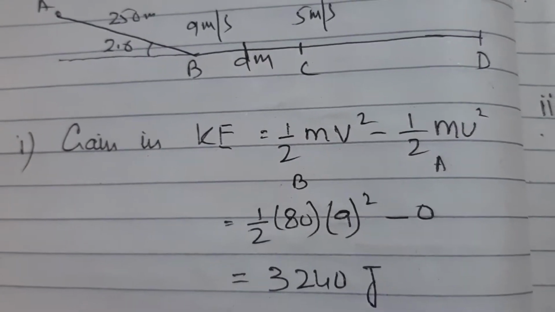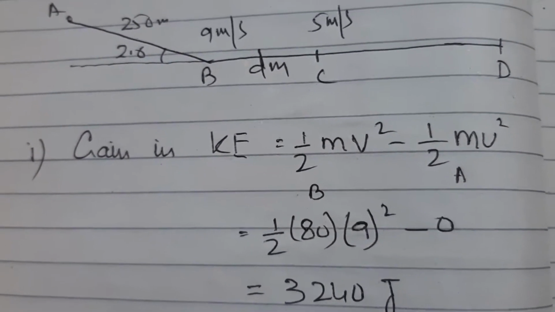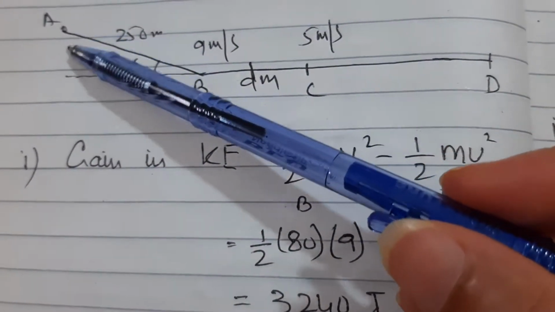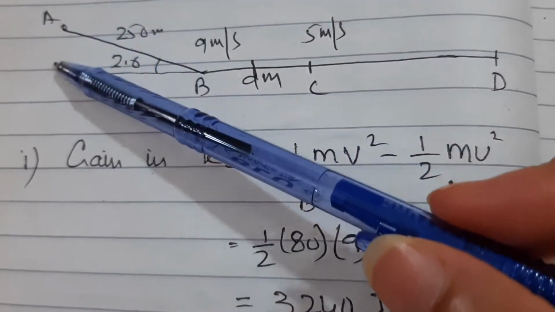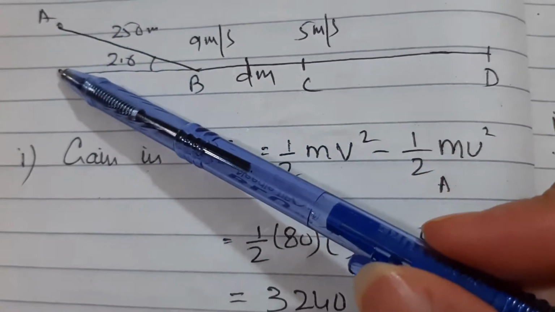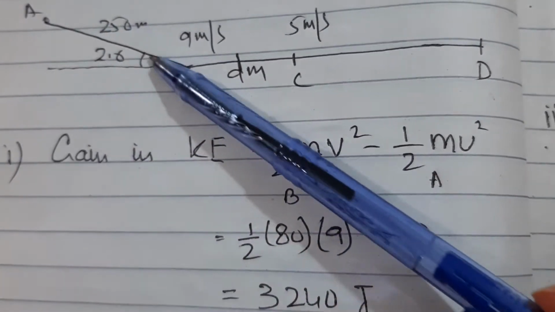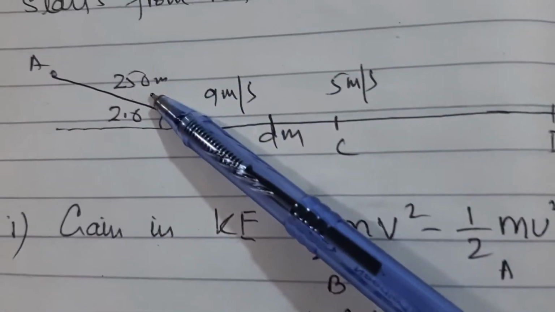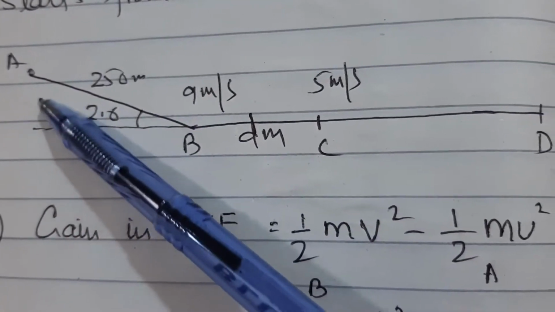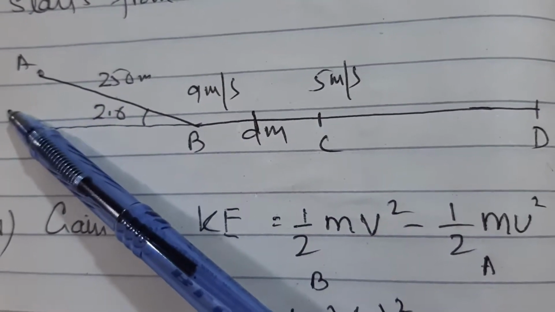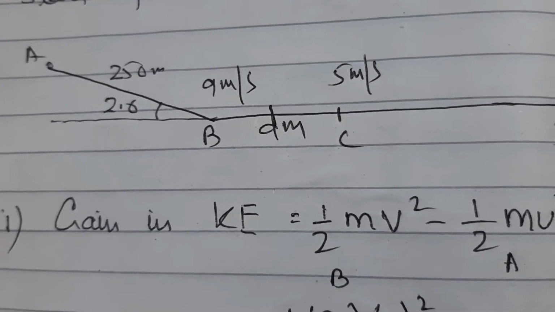The second part of the question was saying loss in potential energy. So I will simply calculate this height. So before I show you, can you tell me what is this height? If you look at this, it will form a triangle, a right angle triangle. You know this length, 250. So what this height will be? Yes, you are right. 250 times sine 2.6.